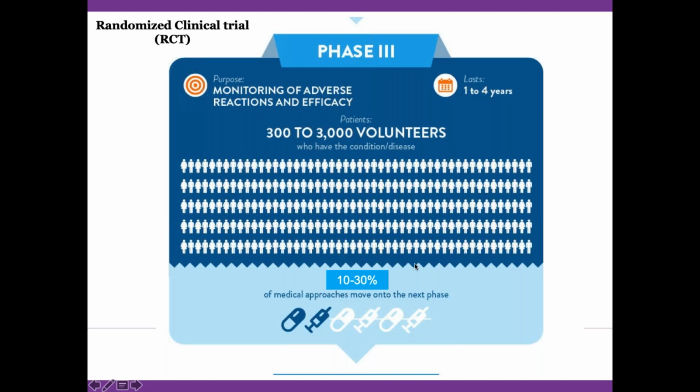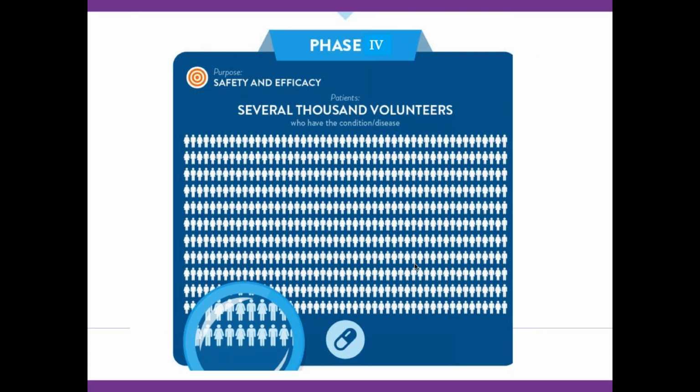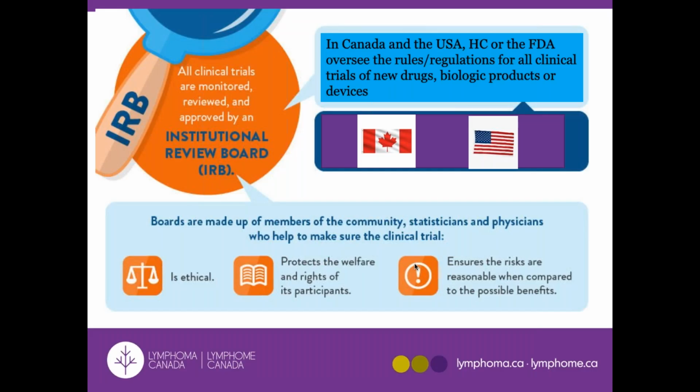And then once a drug is approved based upon a phase 3 study, there are phase 4 requirements often, where in the community these drugs are studied in huge numbers of patients to make sure or to identify any very low frequency toxicities or effects that may occur.